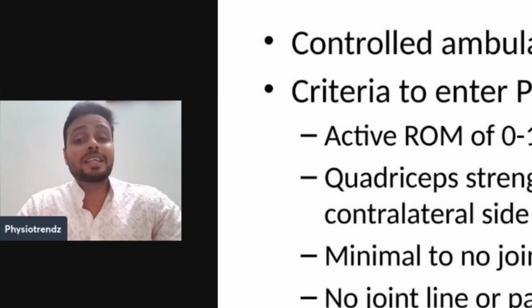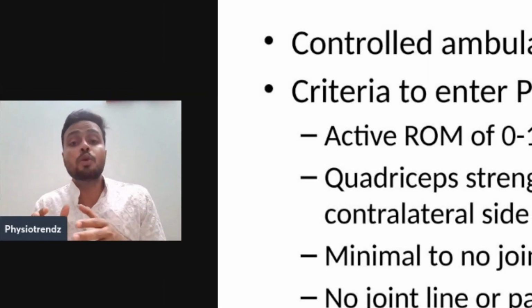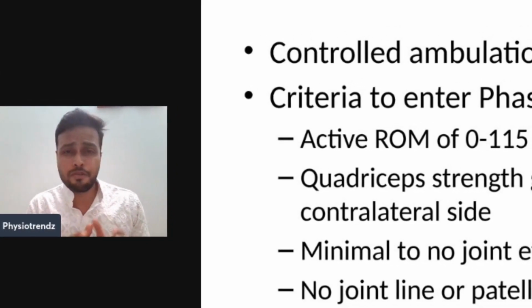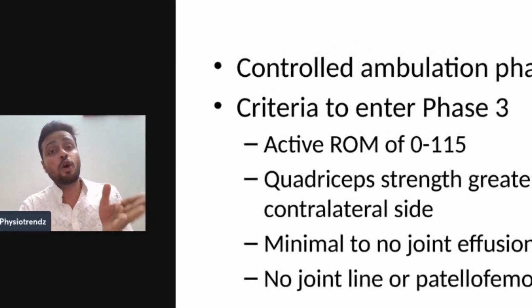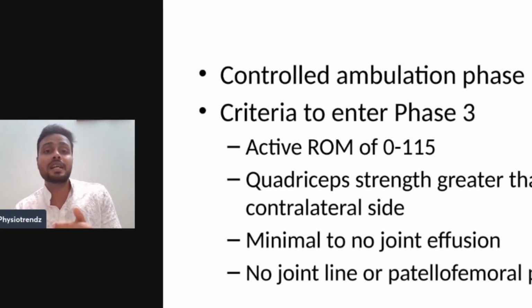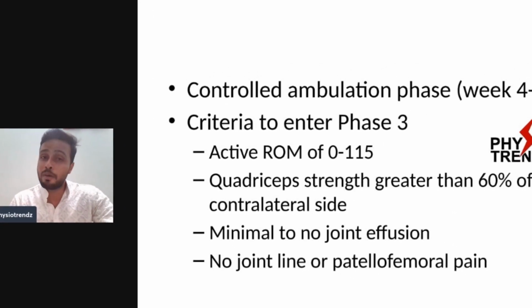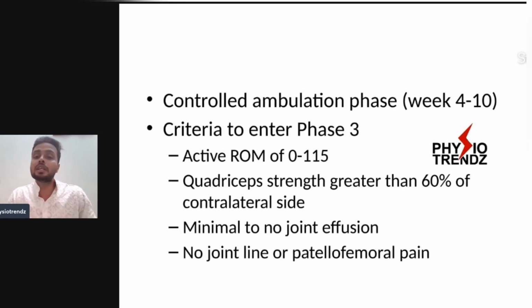Now the question comes: how do you determine whether you have strength greater than 60 percent compared to the contralateral side? You just have to find out the one repetition maximum on the contralateral side, and with 60 percent of that weight you have to perform the activity with the affected limb. If the patient is able to perform it, that means this criterion is fulfilled and we can continue with the next phase. Now let's see what exercises we are going to see in phase 3.